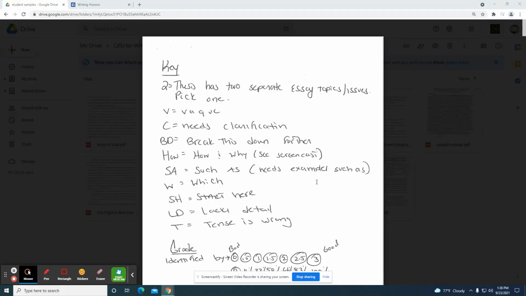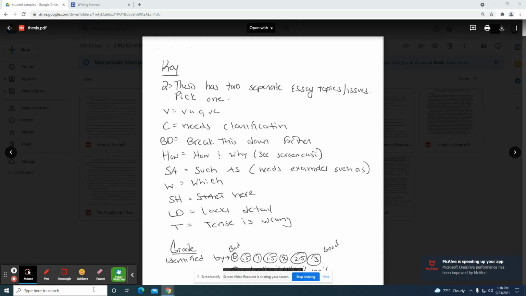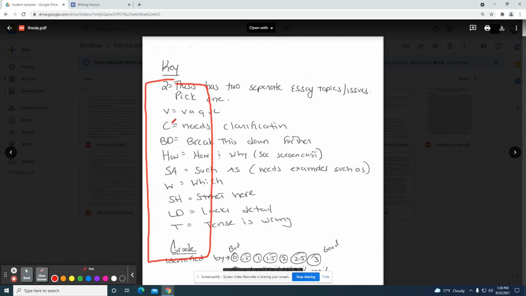Today we are going to cover the thesis upload. So what you see here is the key. In case you see any of this information, these letters, these symbols next to your thesis, it gives you an idea of what I'm looking for.